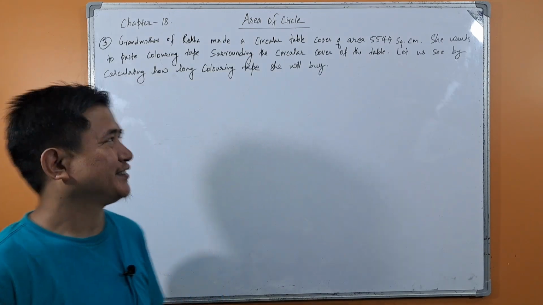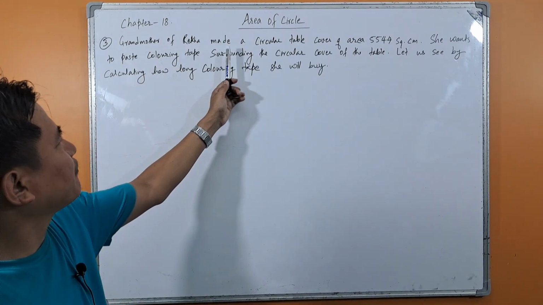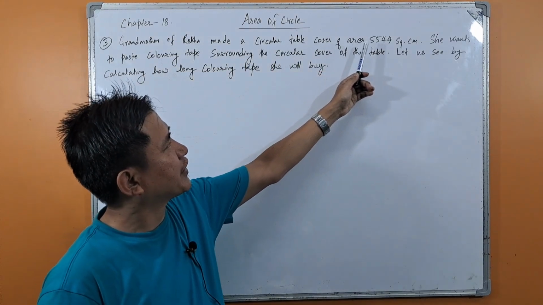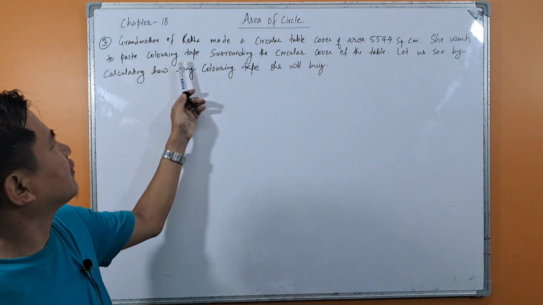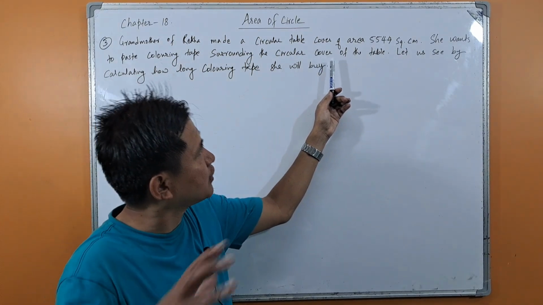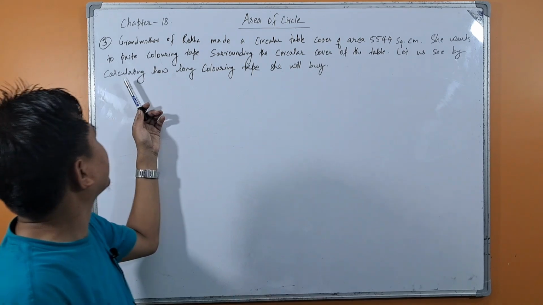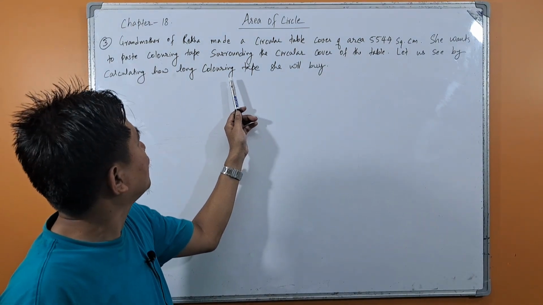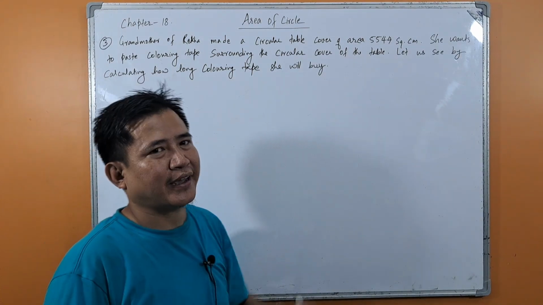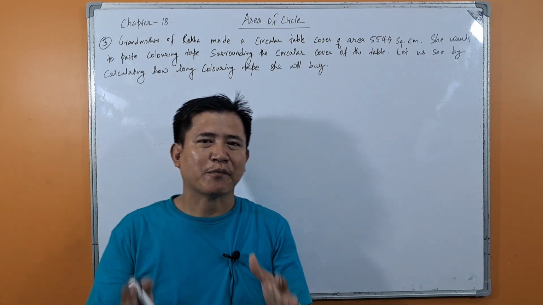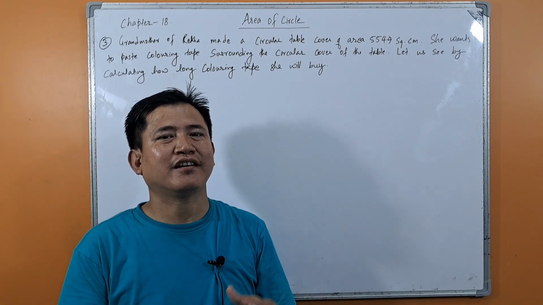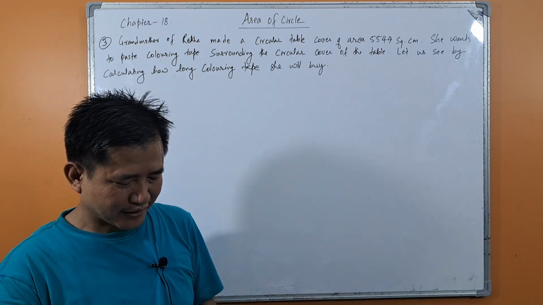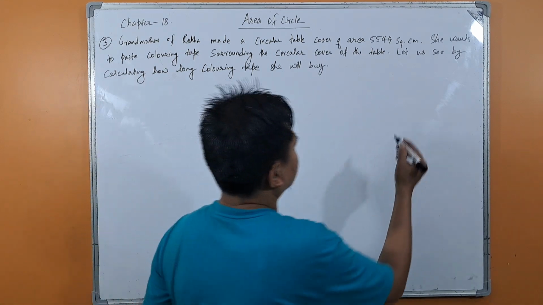Question number 3. Grandmother of Rekha made a circular table cover of area 5544 square centimeter. She wants to paste coloring tape surrounding the circular cover of the table. Let us see by calculating how long coloring tape she will buy. Now in this question we are provided with the area of a circle and we are asked to find the perimeter or the circumference. Okay, so let us understand this question first.